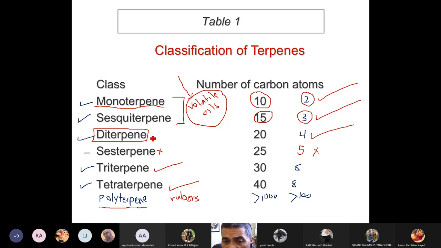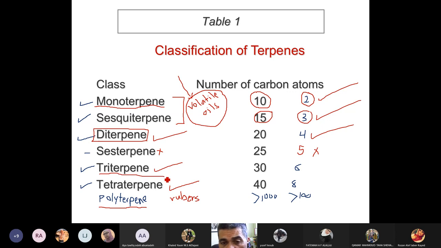Most of the anti-cancer drugs which are from natural sources, and these are valuable, we are talking about vincristine, vinblastine, we are talking about Taxol, the major one. Taxol is a diterpene. All the sex hormones in your body, all the steroids, starting from the cholesterol, bile acids, sex hormones, all the steroids in animals and in fungi, all of them belong to the triterpenes.